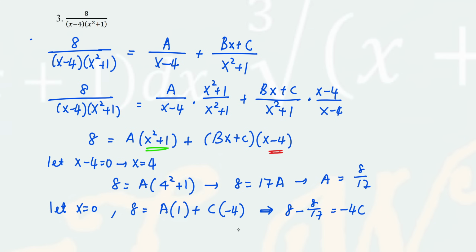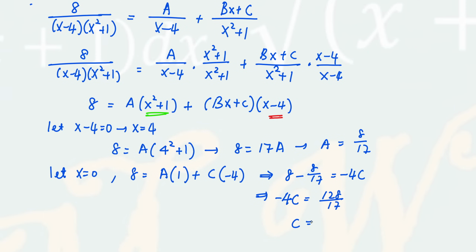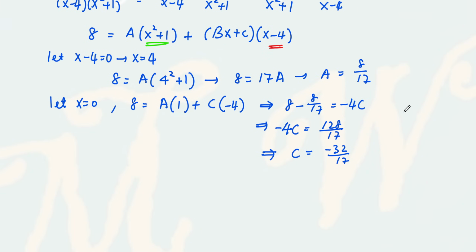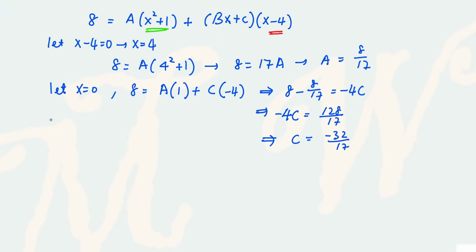So I will get 8 minus a equals minus 4c. Alright, then from here, basically, my c, or I calculate first. So my negative 4c is equal to 128 over 17. Then now my c equals minus 32 over 17. Okay, you just divide by minus 4. I found the c. And now to get the b, a and c are found. So to get the b, just replace the x by any other value. Let's say x equals 1.